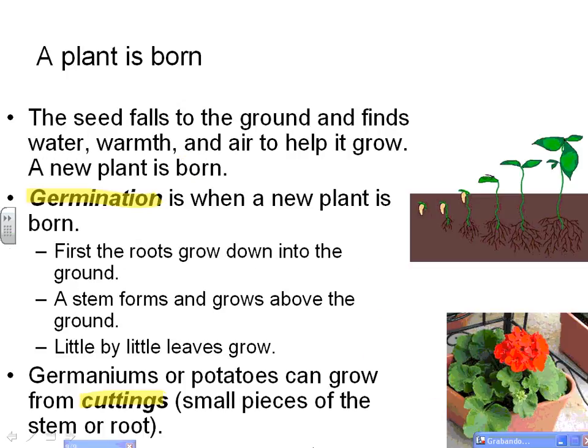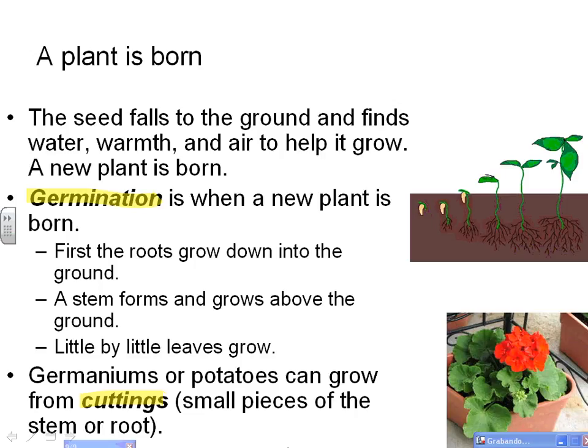A plant is born. The seed falls to the ground and finds water, warmth, and air to help it grow. A new plant is born. Germination is when a new plant is born. First, the roots grow down into the ground. Then, a stem forms and grows above the ground, and little by little, leaves grow.